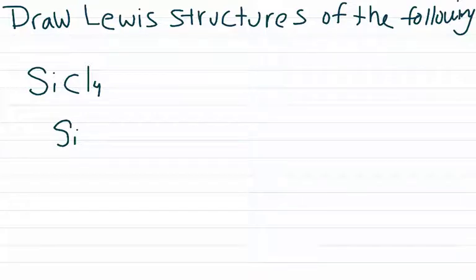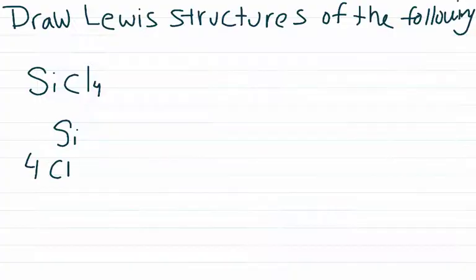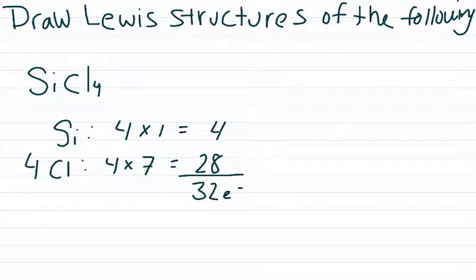So in this molecule, silicon tetrachloride, we have one silicon atom and 4 chlorine atoms. If we look at the periodic table, silicon is in column 14, which means it has 4 valence electrons, and chlorine is in column 17, so it has 7 valence electrons. So silicon contributes 4, and each chlorine contributes 7, so multiply that by the number of chlorines. Silicon contributes just 4, and the chlorines contribute 28. So we have a total of 32 valence electrons here.